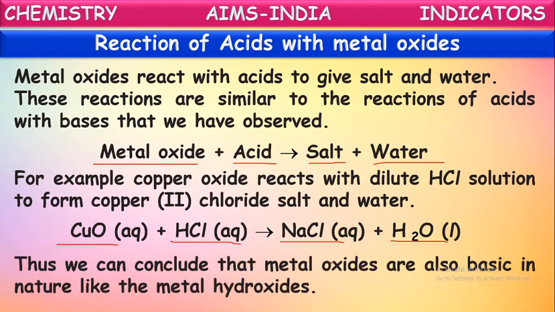Thus, we can conclude that metal oxides are also basic in nature, like the metal hydroxides. These are also forming neutralization reactions with the acids. We can say these metal oxides are basic in nature because they form salt and water on reaction with acids, just like the metal hydroxides. So both metal oxides and metal hydroxides are basic in nature.